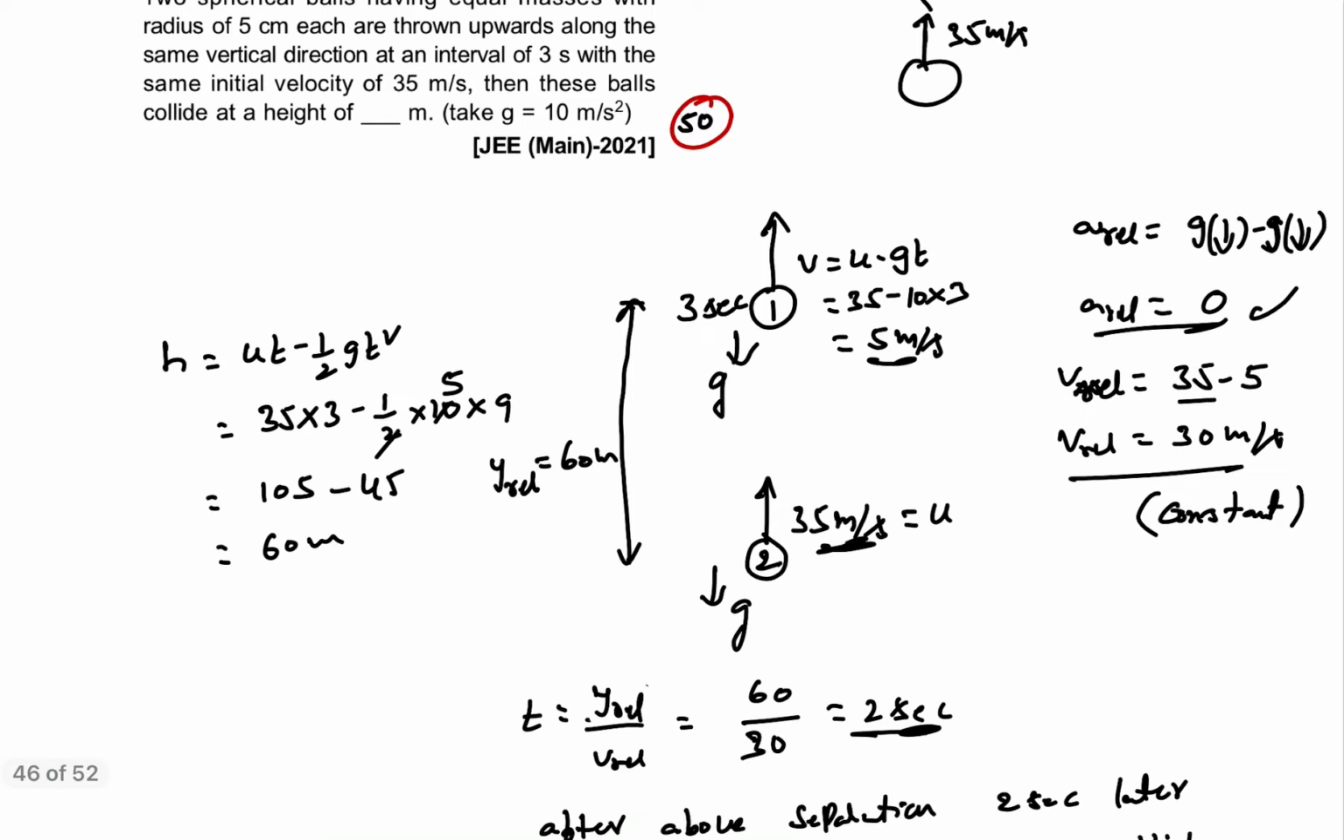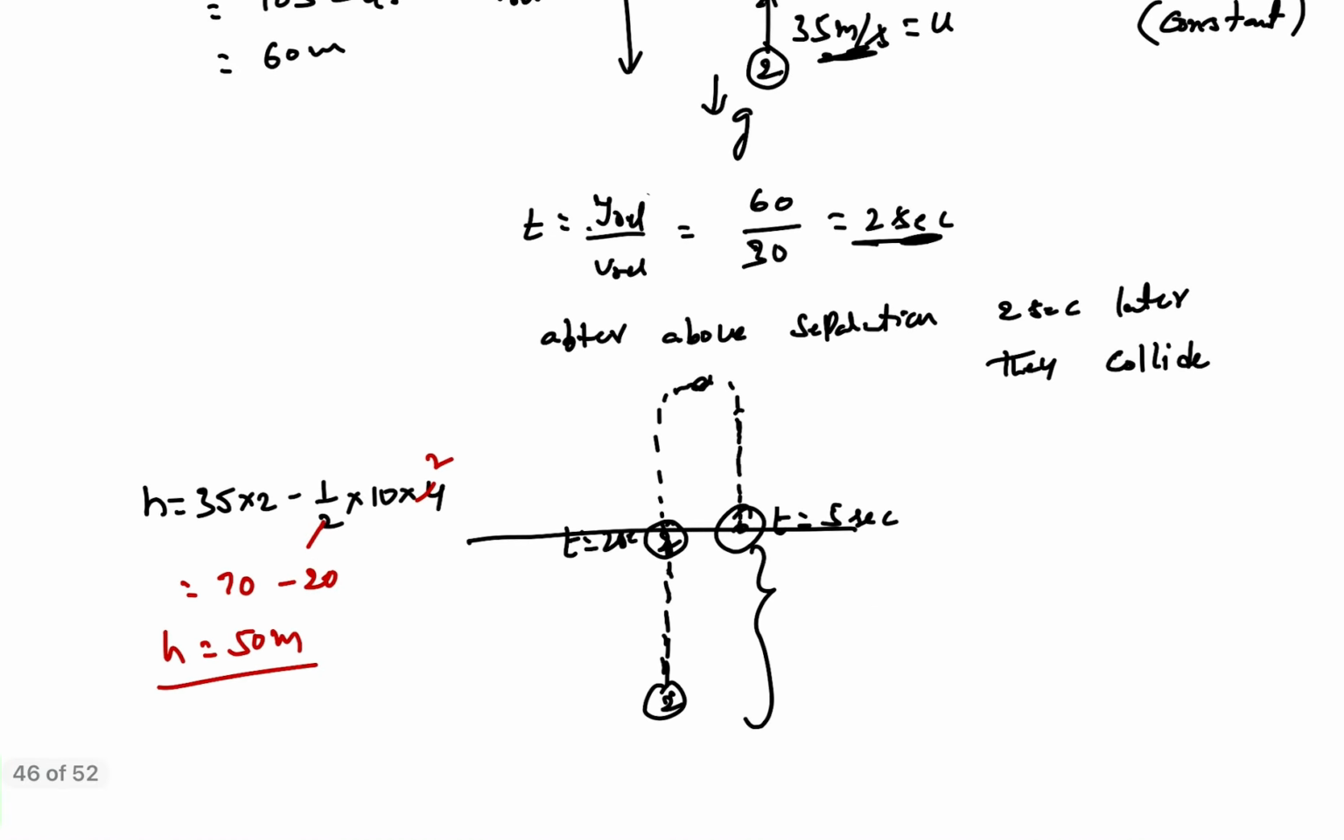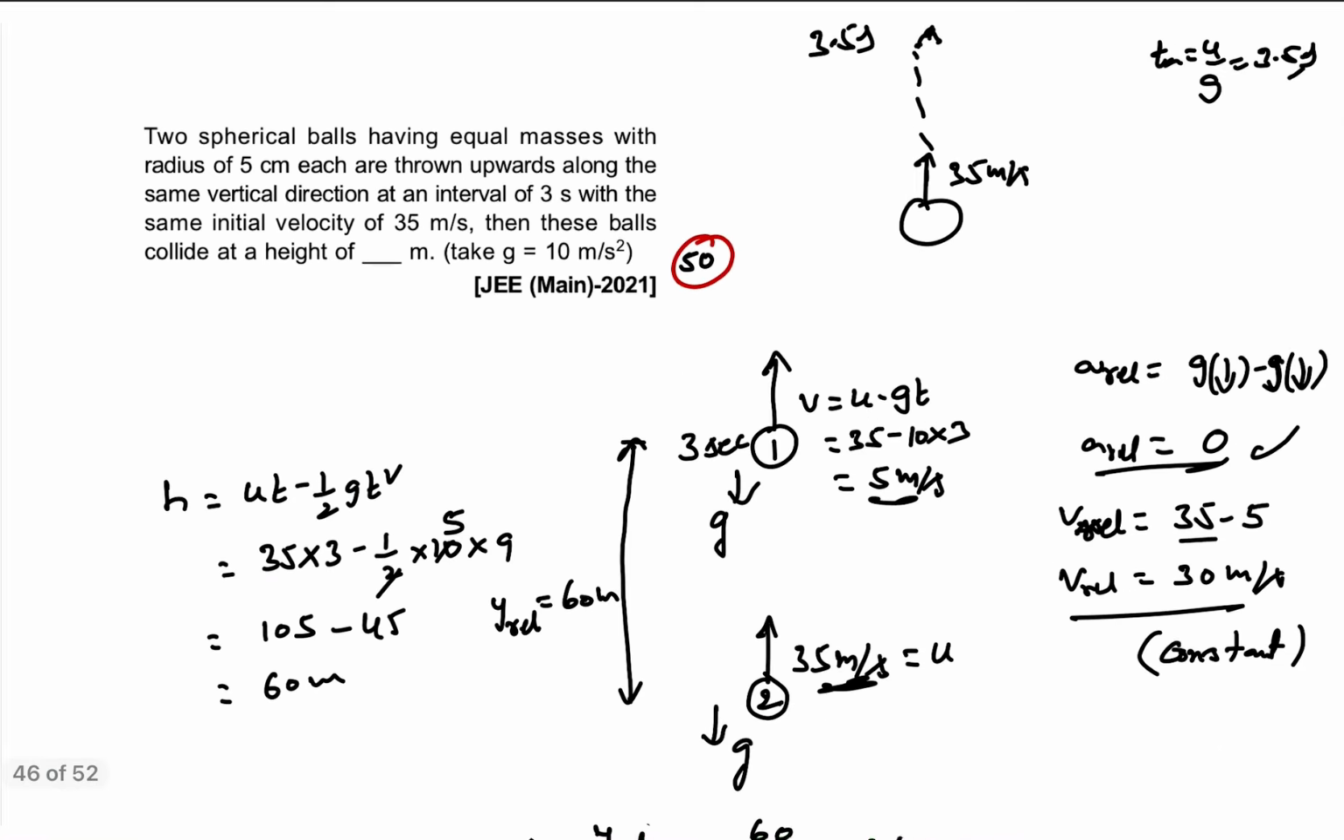Now you can see the answer is 50. Observe this carefully. They have not asked this much data, but you should know how these bodies are moving, where they are colliding. Two ball is going up, first ball is coming down. So from the ground they will meet at 50 meters.